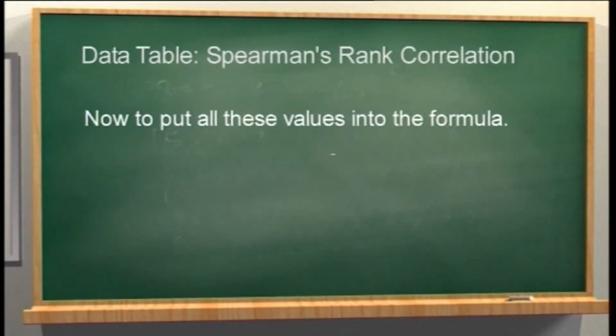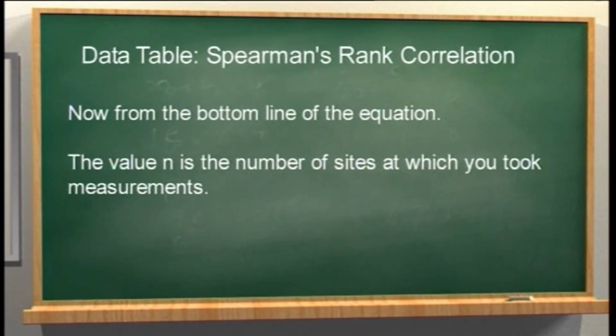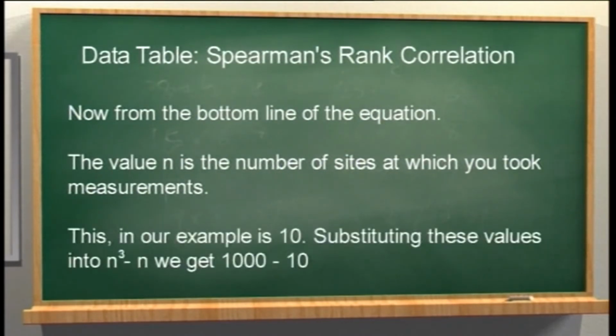Now put all these values into the formula. Find the value of sigma d squared by adding up the values in the difference squared column. In our example, this is 285.5. Multiplying this by 6 gives 1713. Now, from the bottom line of the equation, the value n is the number of sites at which you took measurements. Substituting these values in n cubed minus n, we get 1000 minus 10.